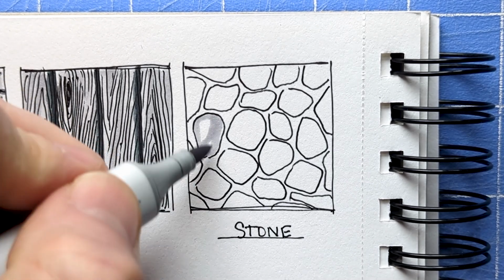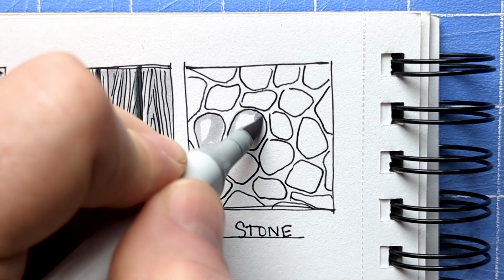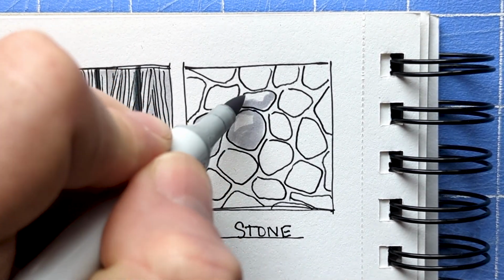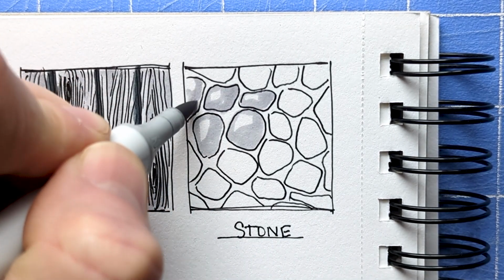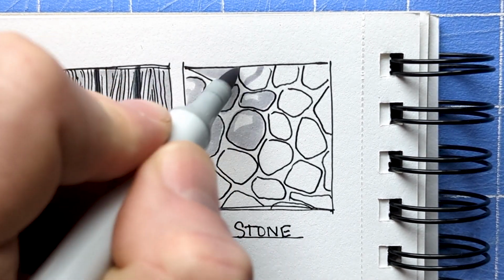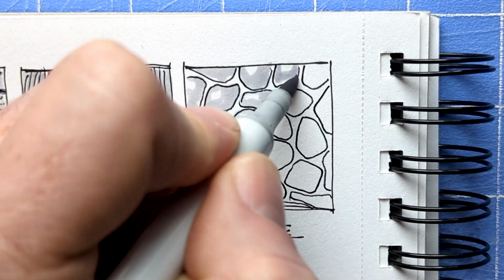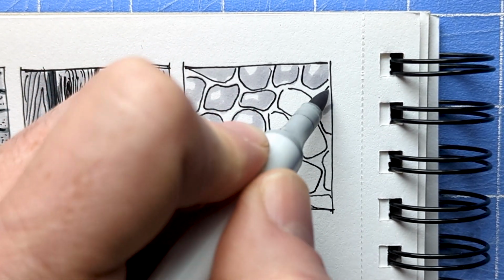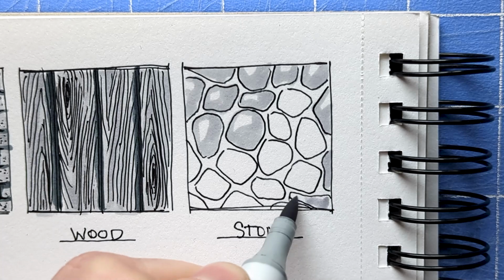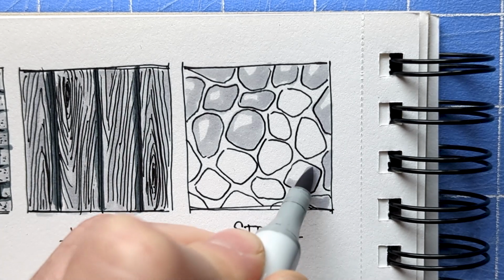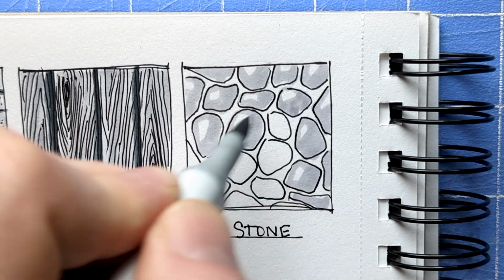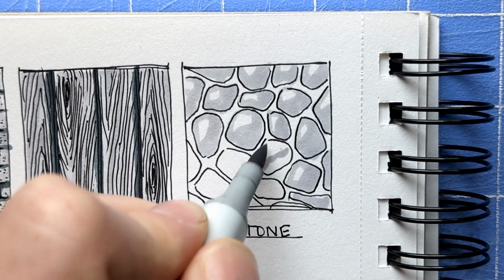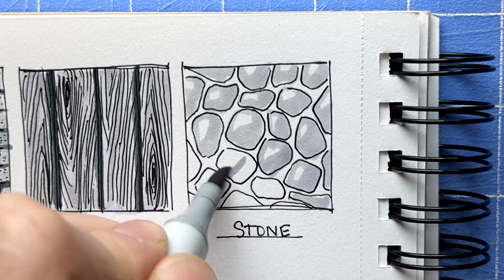Moving on to shading, we're going to approach this very similar to the last two textures, but with a small twist. I'll start with my light gray, but I'm going to be drawing around the edges of the stone, leaving a little white highlight toward the top left of each stone. This will just give the appearance that we have a strong light source hitting our stone. I'll talk more about that in a minute.